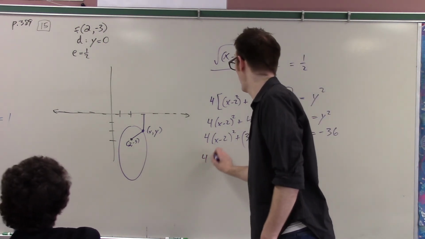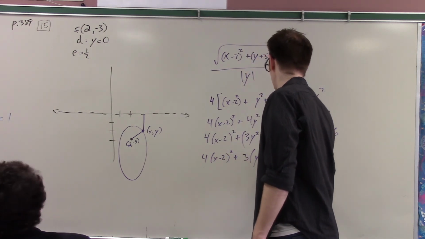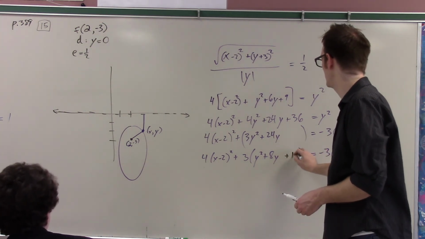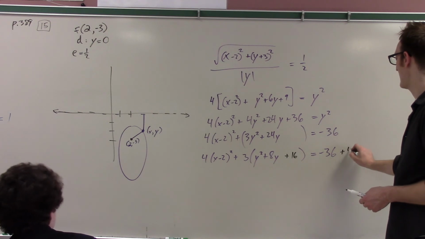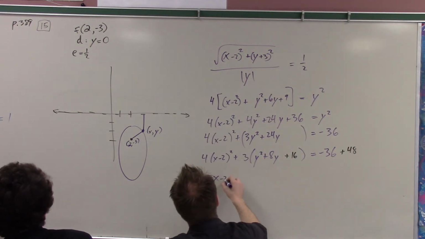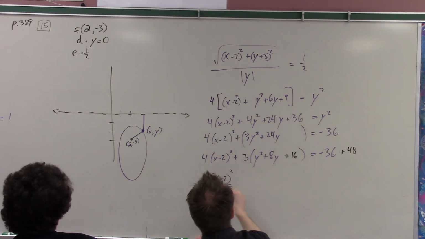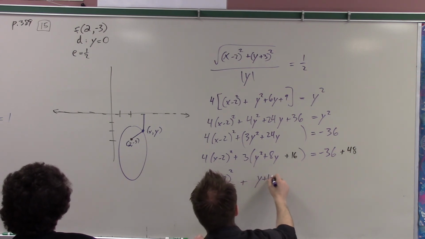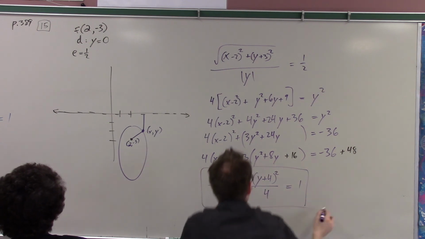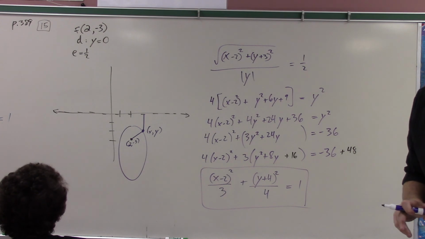So this is 4(x minus 2). I know this is riveting, watching me complete the square. So that has to be 16, which means I added 48, so I need to add 48 over here also. Okay, final answer, (x minus 2) squared over 3, since that's 12 over 4, plus (y plus 4) squared over 4 equals 1. I think I did that right. Is that what you got? Yeah. Okay, cool, and I'm good with that.